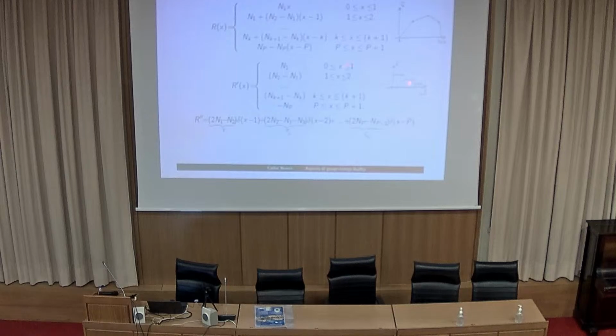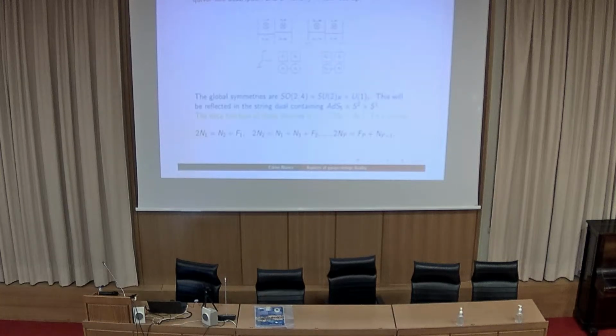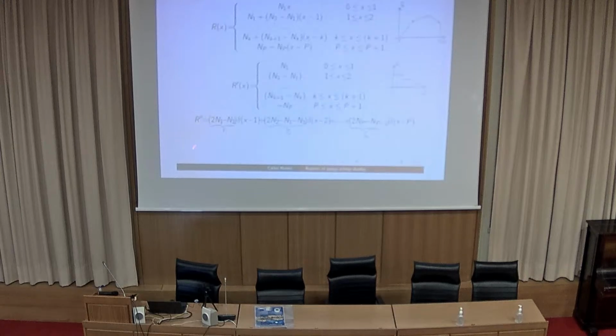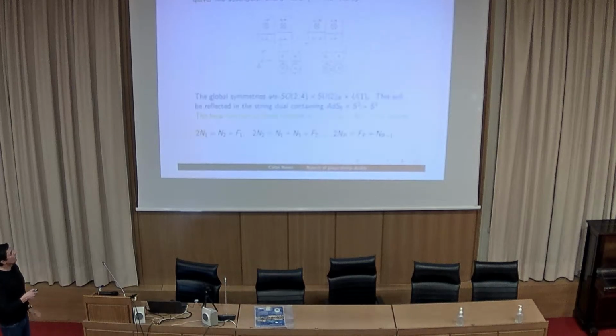If you take the first derivative, you get a discontinuous, piecewise continuous function. If you take the second derivative, you get a set of deltas, and the coefficients of the delta functions are precisely what we were calling the flavor nodes before. So for example, f1 is 2 n1 minus n2, and that's precisely the coefficient you get of the first delta function, etc., for all the others. So this is a function that captures, if you want, the kinematic information of this field theory.